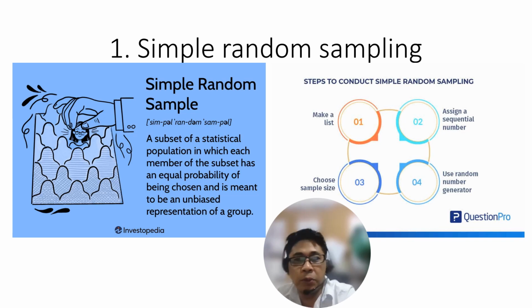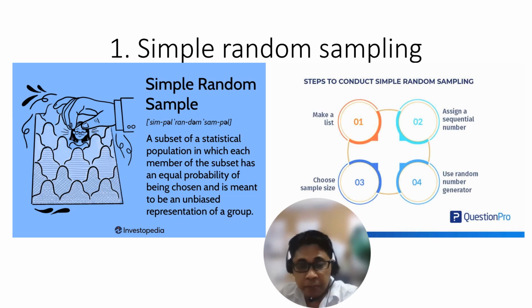So first you have to make a list. Now you have to make a list and then you write the names of your possible respondents, and then you have to assign a sequential number, like respondent 1 would be number 1, and then you have to choose a sample size based on a statistical tool that you have to employ. And the fourth one is use random number generator. So we have many apps on the internet that would do this one.